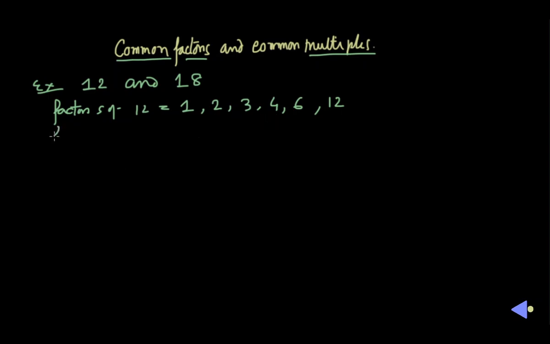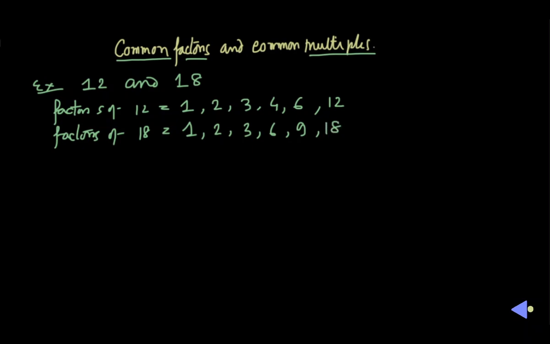Now find the factors of 18. In the case of 18, the same thing: 1 is the first factor. Next 2 times 9, that means 2. Again 3 times 6, so 3 and 6. 4 and 5 are not exact divisors, so again 6 here, and 9, and the number itself, 18.